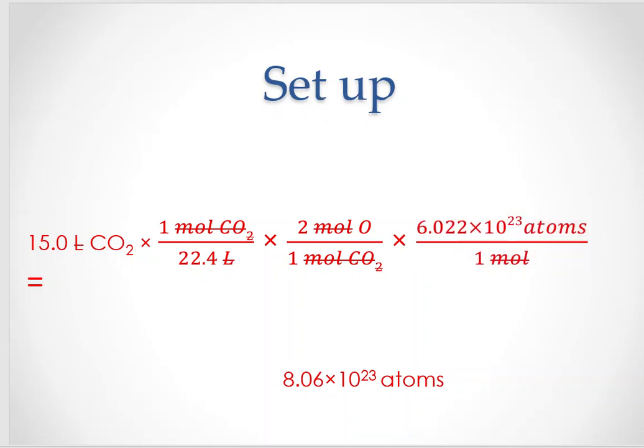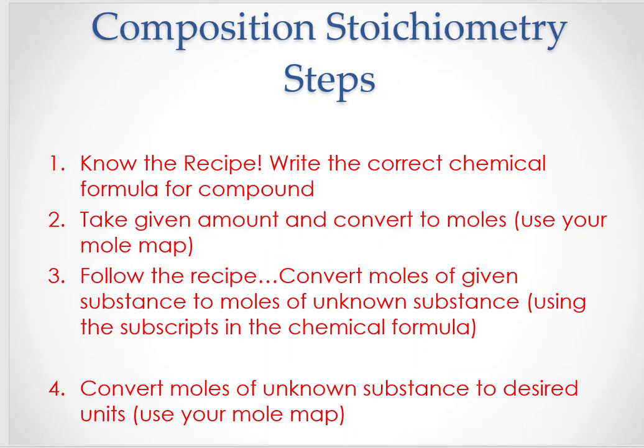So what were those steps? Step 1 is know your recipe. You either have to have your balanced chemical equation or you have to have your chemical formula. In that previous example, we had our chemical formula. Then what did we do? We took our given amount, we had 15 liters of CO2, and we converted it to moles. So step 2 is to take your given amount and convert it to moles.